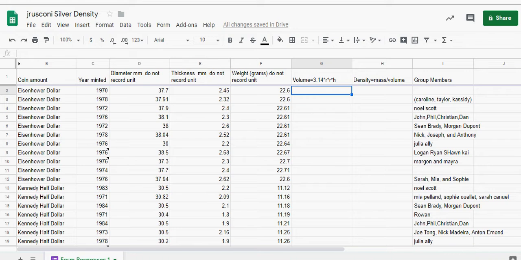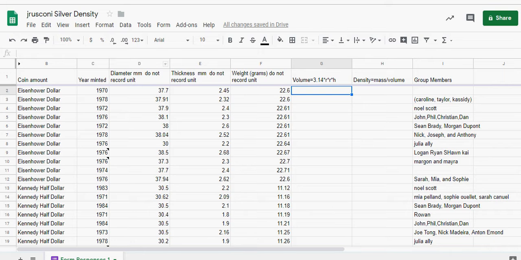So the next thing we have to do is look at this. Well, we have diameter, we need radius. However, there is another thing. These are in millimeters, and we need the radius in centimeters, all right? So we need to move the decimal over, okay?